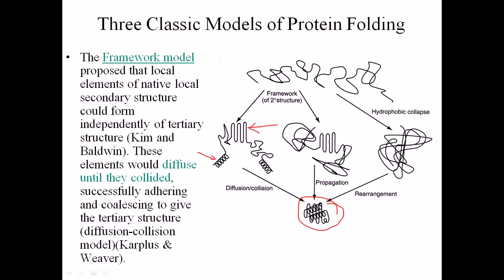So what is happening, they actually diffuse until they coil. So they make this regional secondary structure, and this regional secondary structure starts to diffuse and finally makes the coiled structure.